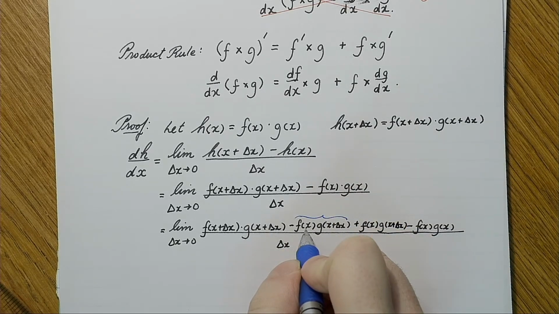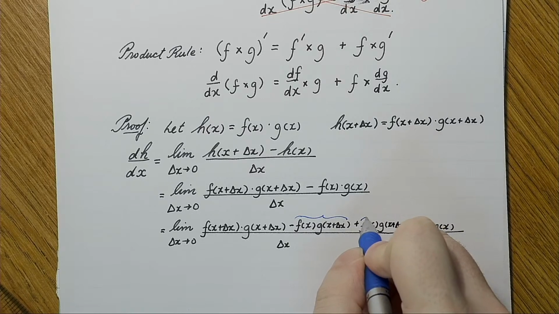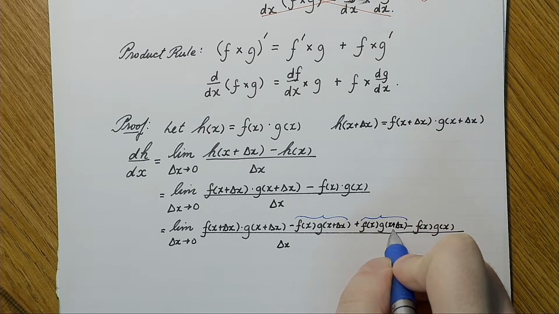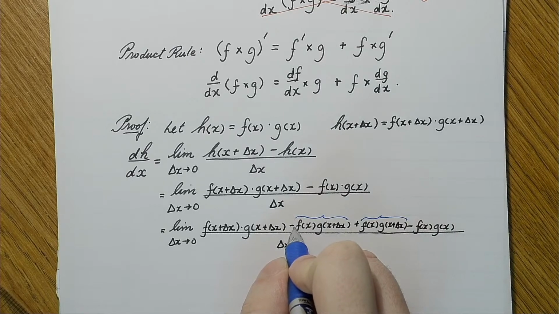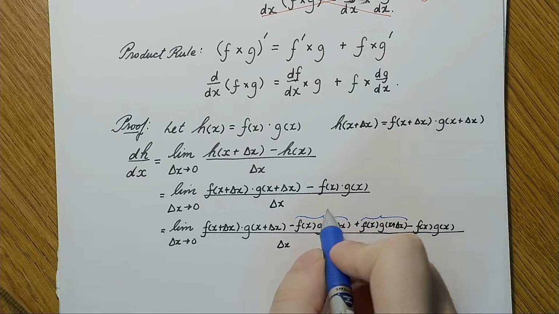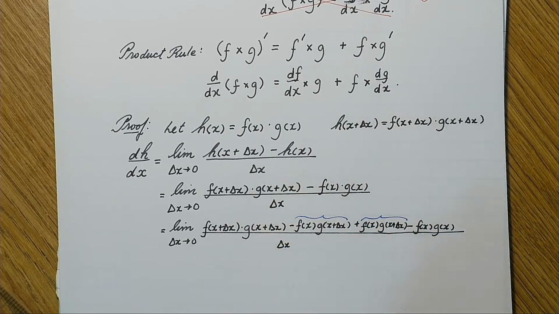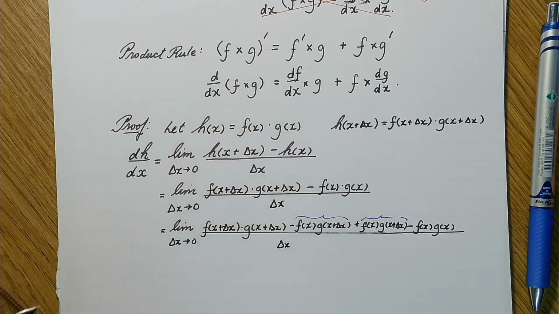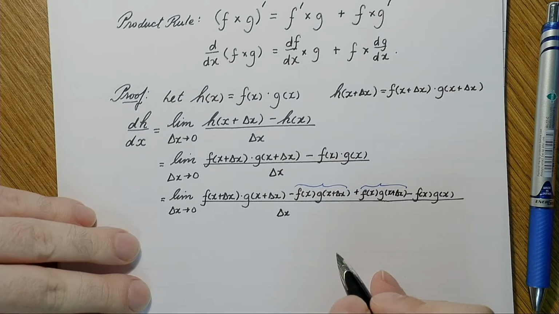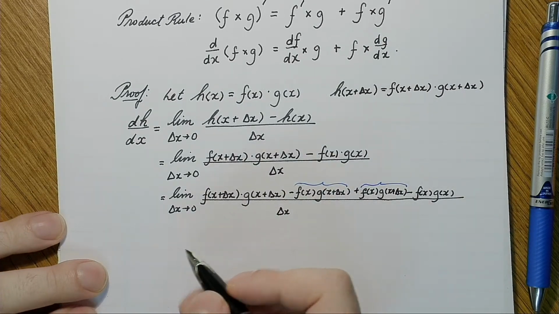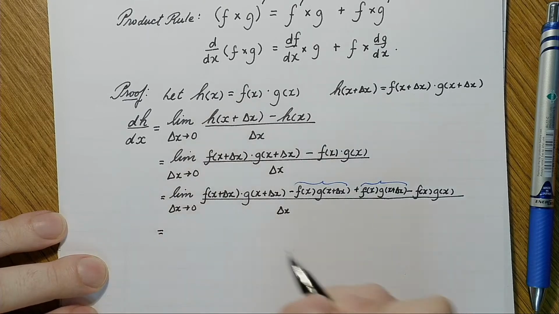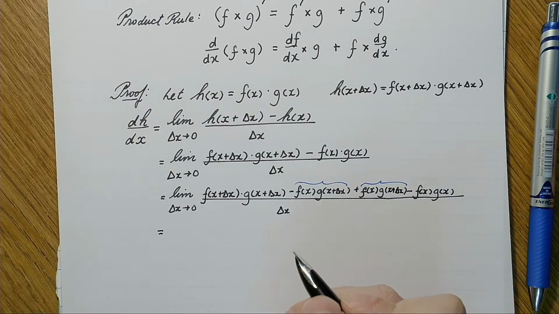This here, f at x, g of x plus delta x, and plus f at x, g of x plus delta x. So what I have here is the same term and the same term here, except I have a minus. So these cancel out. So I have minus 1 and 1, right? So that basically I've added 0. So I haven't changed the numerator. I've just kind of manipulated it. Okay, so what does that get us?